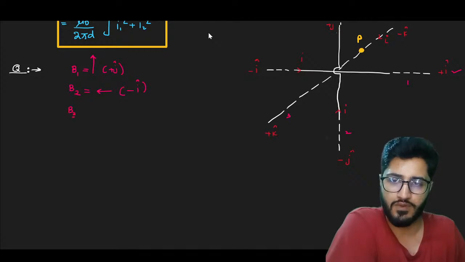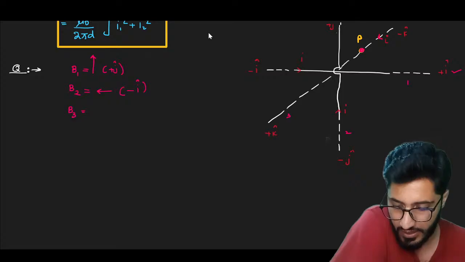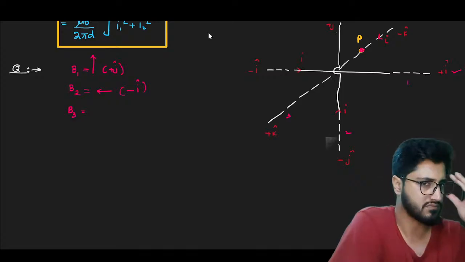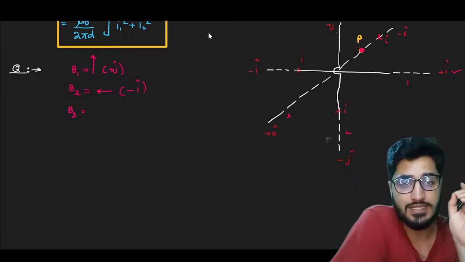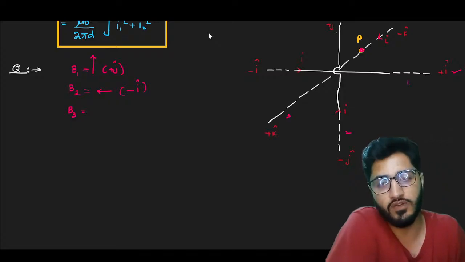B3, you can see now current is flowing in the same direction, and we have point P on the actual position of the wire. Sorry, if the point is on the actual wire, the magnetic field is 0. So I can write that the magnetic field due to the third wire is 0.